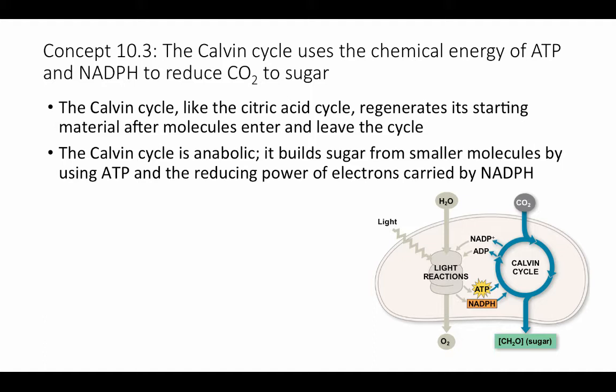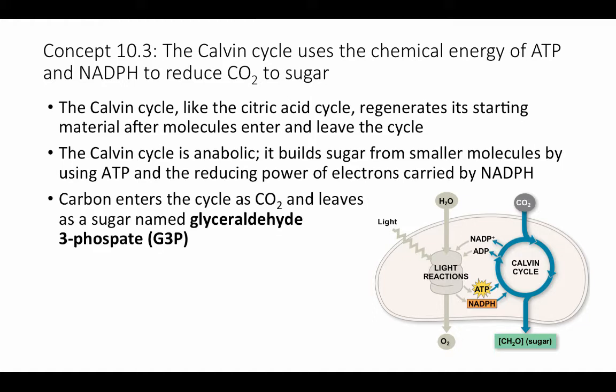The Calvin cycle is anabolic as compared to the citric acid cycle, which is catabolic. It's going to build up that sugar from smaller molecules by using the energy in ATP to run that endergonic reaction, and also using the reducing power of electrons to raise the energy level of those carbon molecules, and those high energy electrons are going to be brought to the Calvin cycle by NADPH. So carbon enters the cycle as carbon dioxide, and it's going to leave as a sugar named glyceraldehyde 3-phosphate, G3P.